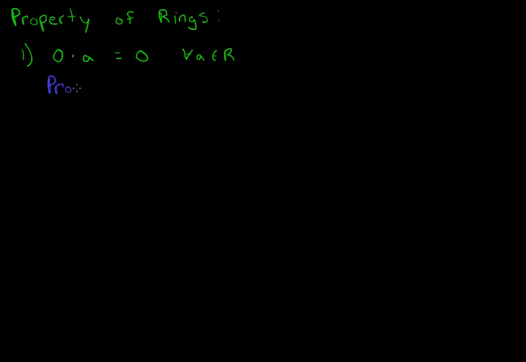Proof. And yes, I am going to prove each one of these. They're not really all that hard, but I think they're good to see. So I'm going to start with 0 plus 0 is equal to 0. Certainly that's true. Now I'm going to multiply on the left by a on both sides of this equation. So a times (0 plus 0) is equal to a times 0.